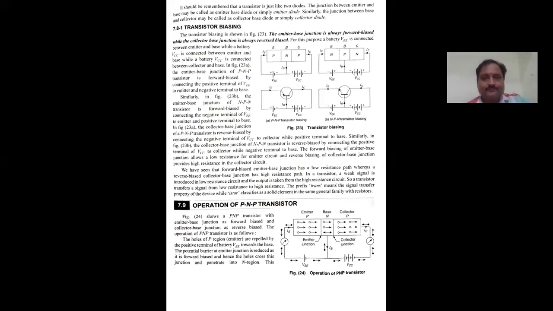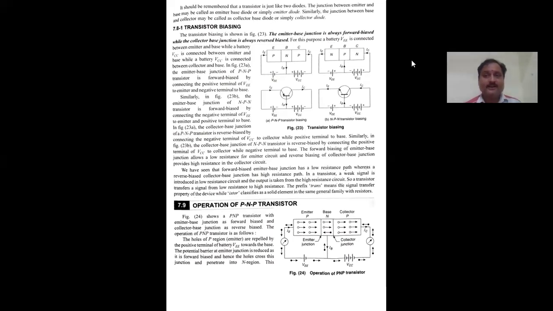We observe that we have two diagrams, one is A, one is B. One is related to the PNP transistor, another related to the NPN transistor. In this PNP, you see that the emitter base junction is always forward bias connection. This emitter base junction is always forward bias connection. Already you know that. What is forward bias connection? What is reverse bias connection?